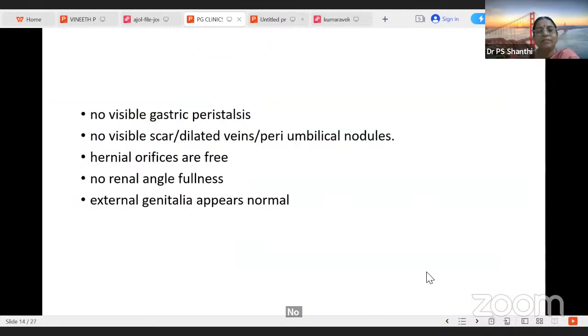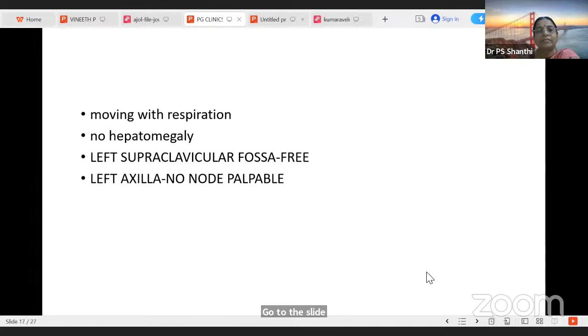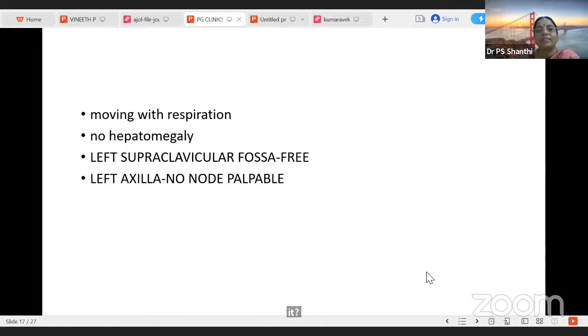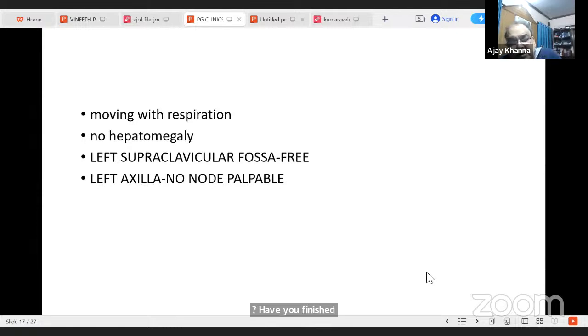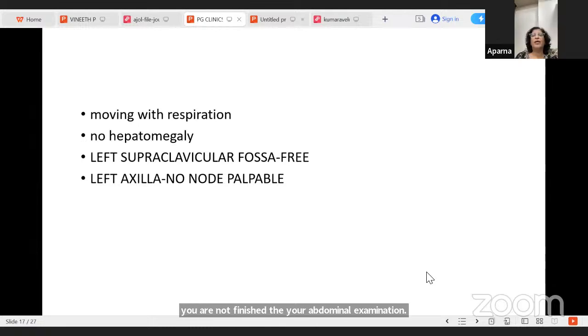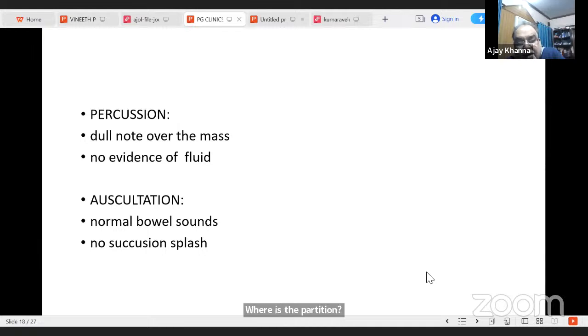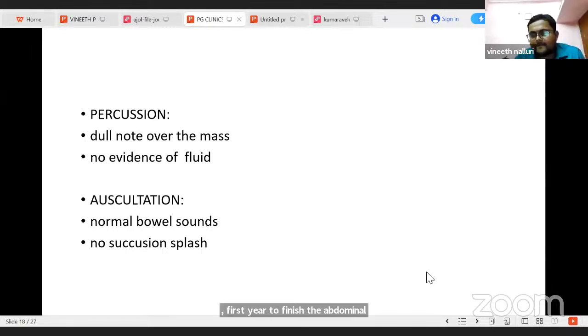Go to the slide. No node palpable in the axilla. You palpated inside the axilla, is it? Yes, ma'am. Have you finished your abdominal examination? You have gone to supraclavicular and the axilla now, still you have not finished your abdominal examination. Go to the previous slide again. No hepatomegaly. Did you percuss the abdomen or not? Yes, sir. Show the percussion. Why is it coming after the supraclavicular and left axilla? First you have to finish the abdominal examination, and then go to these areas.